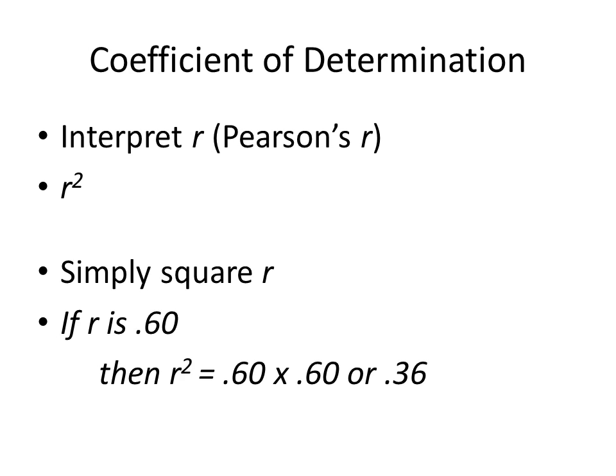What we are going to do when we compute it is simply square r. If you recall how you square r, you multiply r times r and you get your r squared. So if r is 0.60, then r squared is equal to 0.60 times 0.60, which equals 0.36.